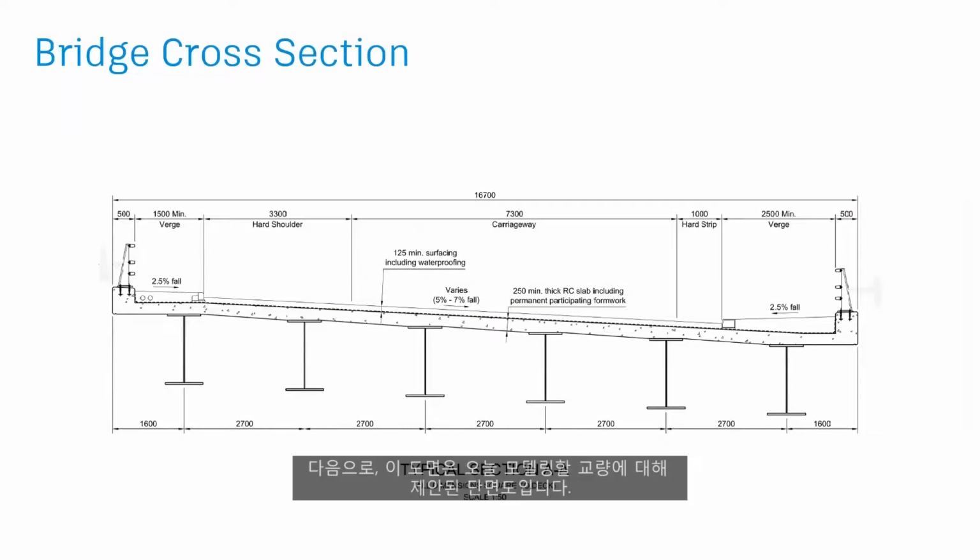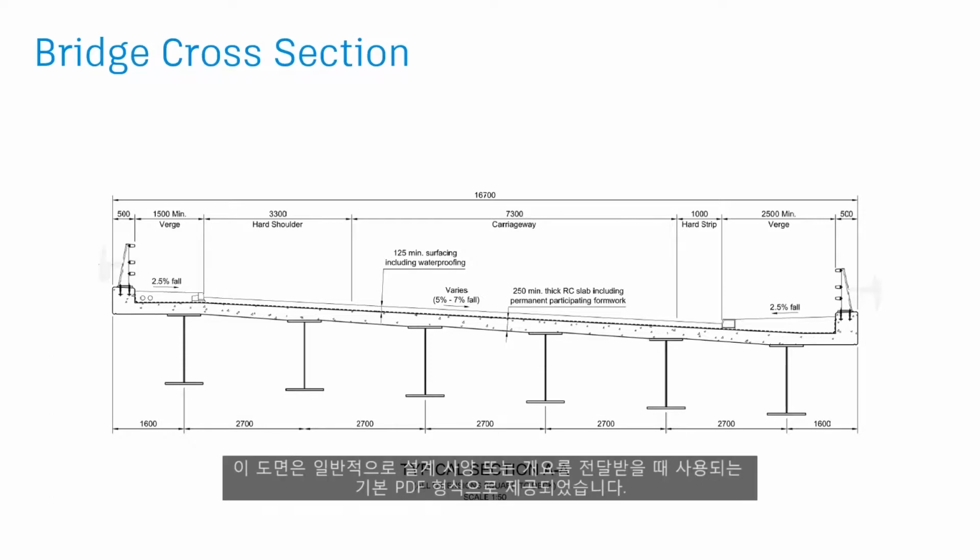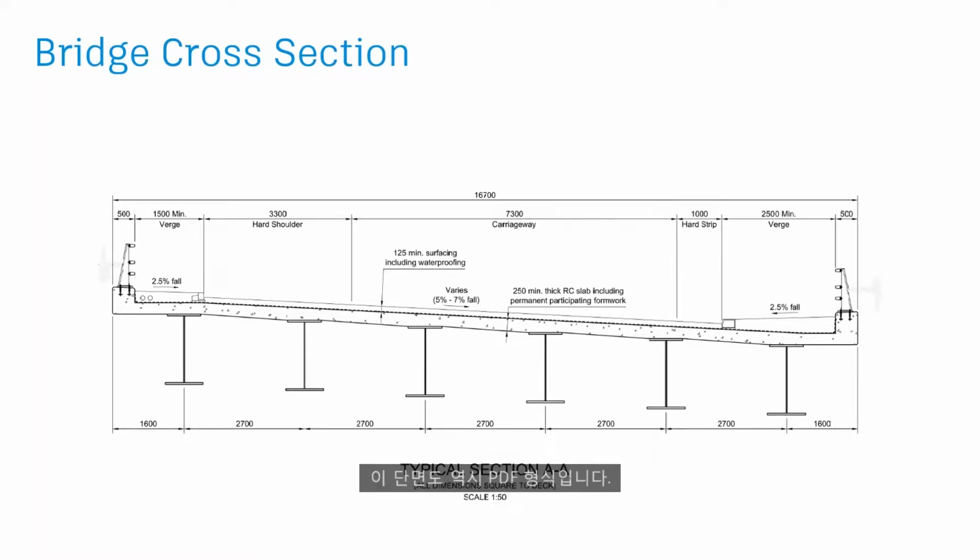So moving on, this is a proposed cross section for the bridge that we're going to be modeling today. This was actually provided in just a basic PDF format, which is kind of typical during the design when you receive a design specification or brief. So this cross section, again, came from PDF. This is just a one-way superelevated bridge.